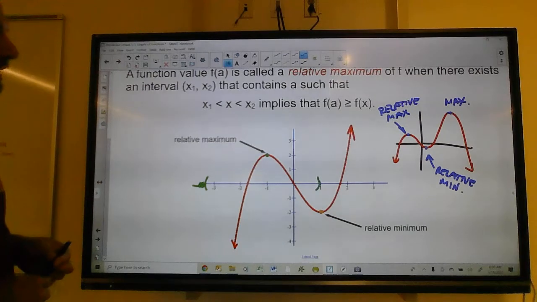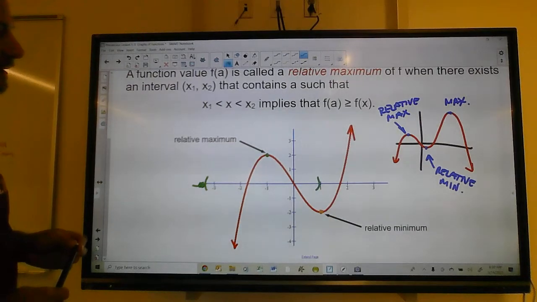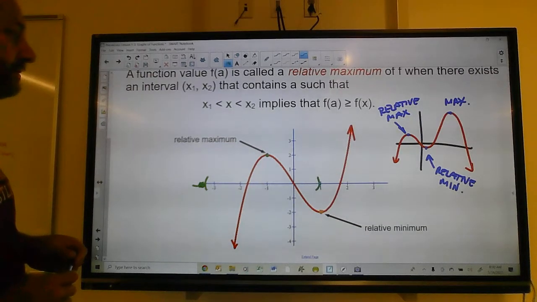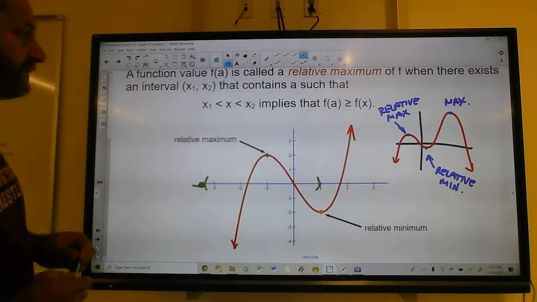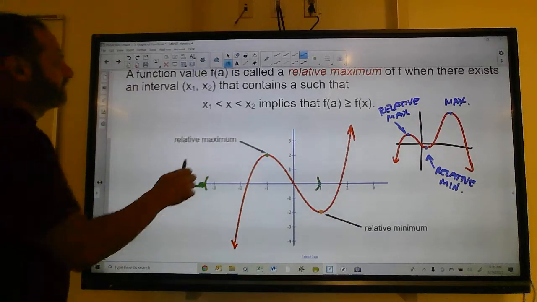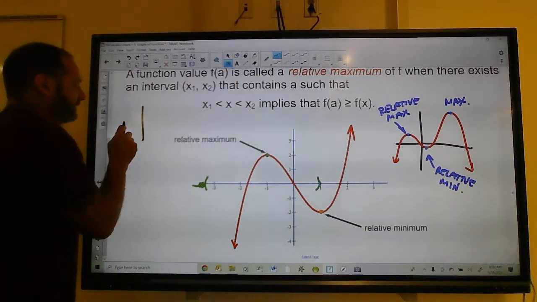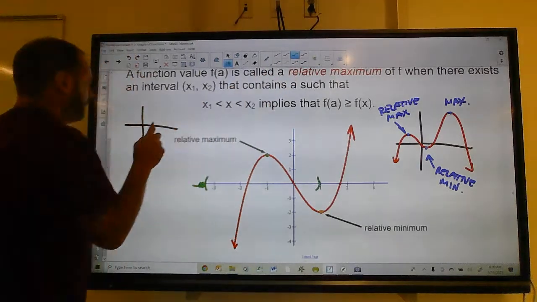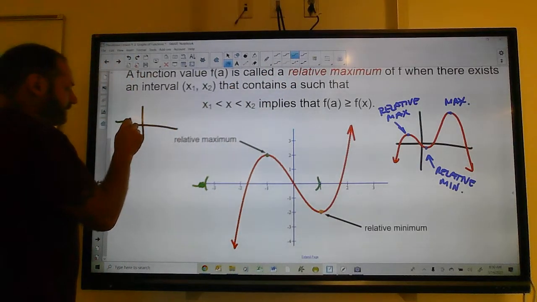Could you have a maximum and a minimum, or a relative? Yeah, could you have a maximum and a minimum? You could have some kind of funky things that, I don't know, look like this.